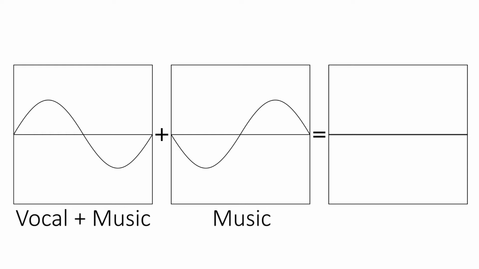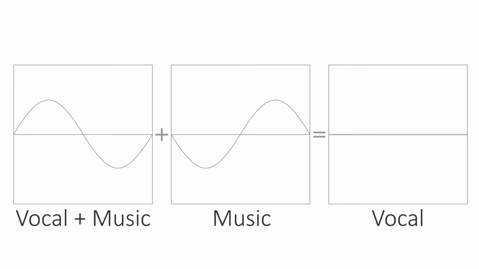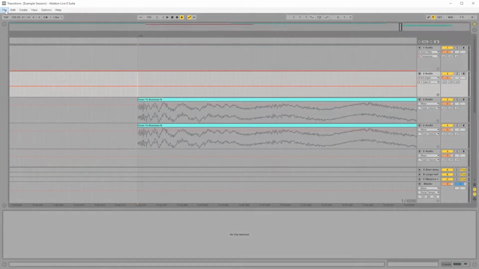We can simply take the original version and the instrumental version, import them both into our DAW, and invert one of them. Then we can line them up so that the peaks occur at exactly the same time, and we should be able to cancel out all of the instrumental.